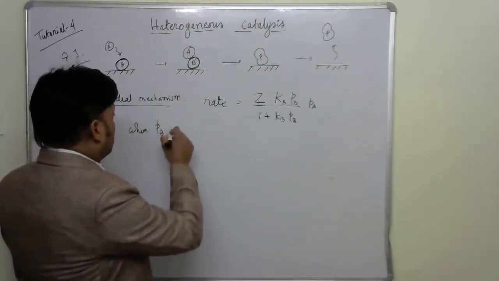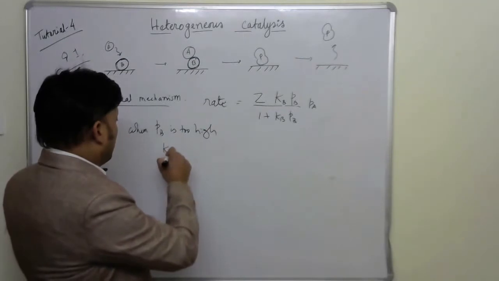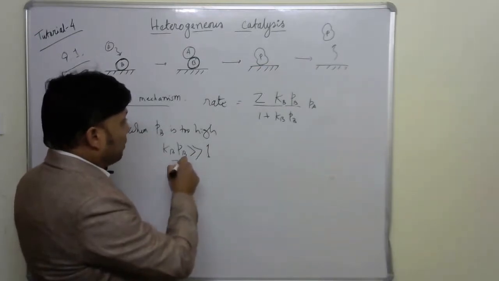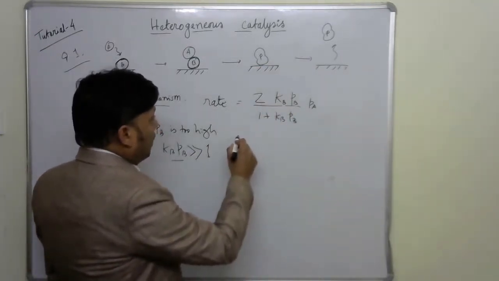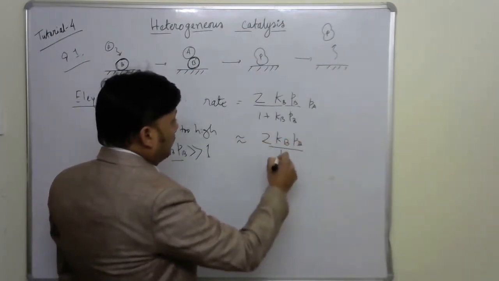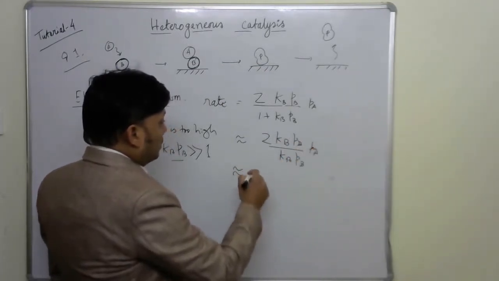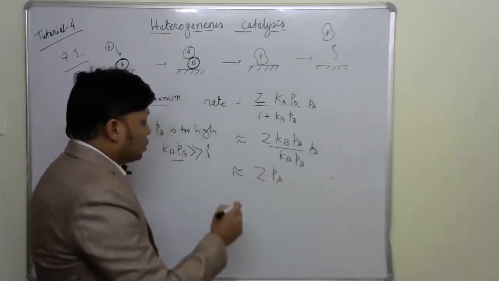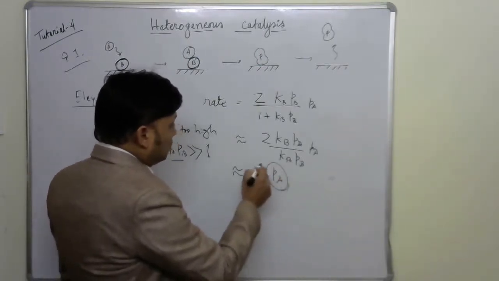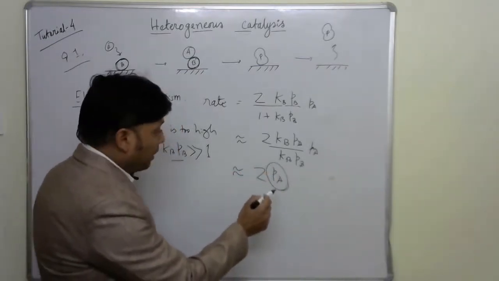And so the consideration is that when Pb is too high, at a very high pressure of Pb, Kb Pb is so high that we can neglect 1 with respect to Kb Pb. So this entire thing would now be reduced to Z multiplied by Kb Pb divided by Kb Pb multiplied by Pa. In other words, this would become Z multiplied by Pa. That means the entire mechanism would be first order with respect to the gas molecule or the species A. So it is only dependent on Pa.